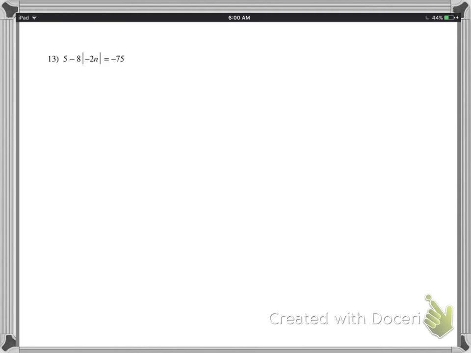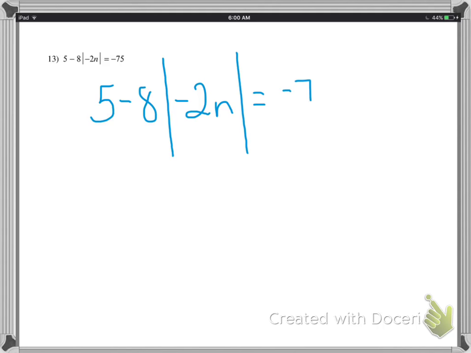Okay, so I picked one. I cleared the board. Probably should have warned you that I was about to do that. And here it is, number 13, lucky number 13. And then as I was about to get ready to record, I realized that is really, really small. So let me just rewrite that. It is a 5 minus 8 touching the absolute value. So how do we call that? It's 5 minus 8 times the absolute value of a negative 2n. Close those bars, set it equal to a negative 75.